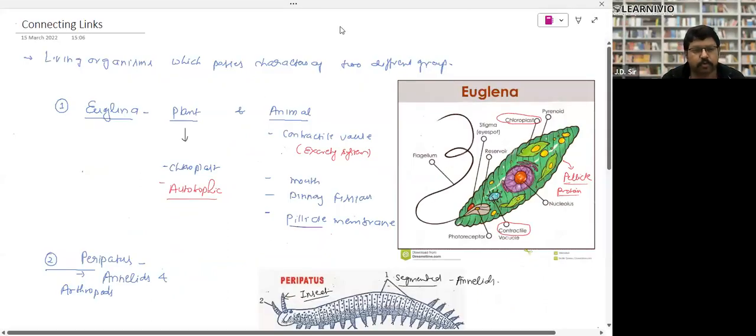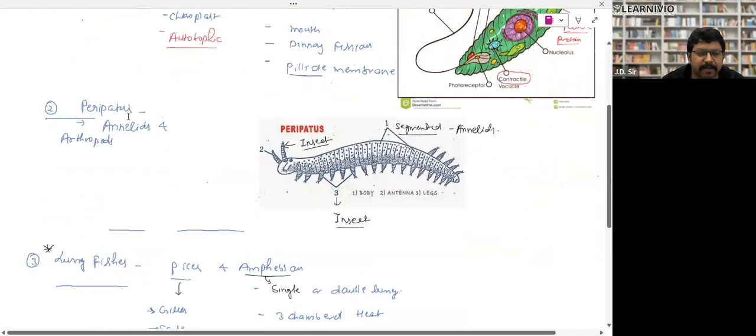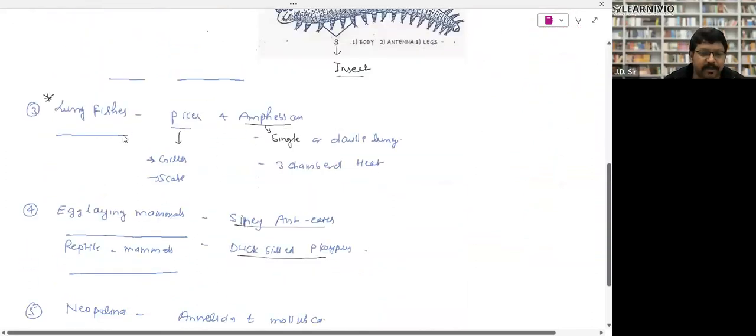So if you have the notes, it's okay. If you don't have, you can take this screenshot. Look, Euglena is the connecting link between plant and animal. The characteristics I have written over here. Another example, Peripatus, an organism that is the connecting link between annelids and arthropods. It has the characteristics of both Annelida and Arthropoda. You have to remember the name and what the connecting link is, right? Then lungfish, the connecting link between Pisces and amphibians. The characteristics of Pisces and amphibians they have are written.